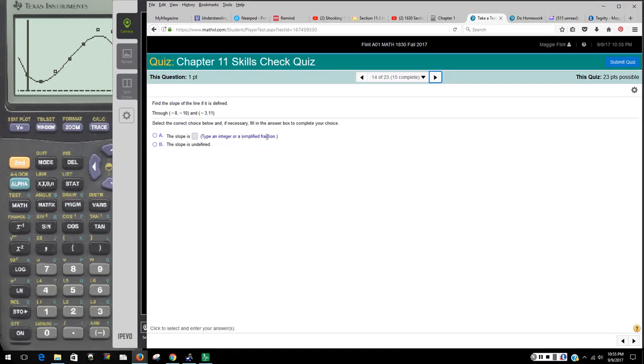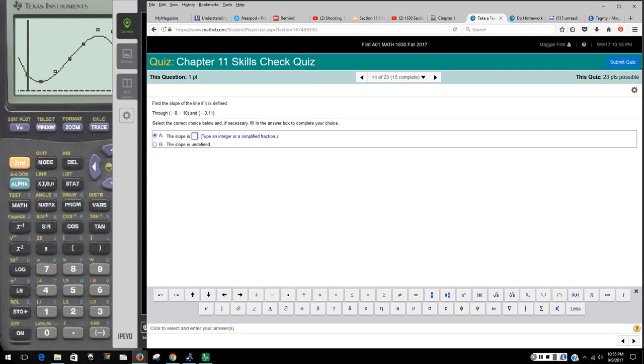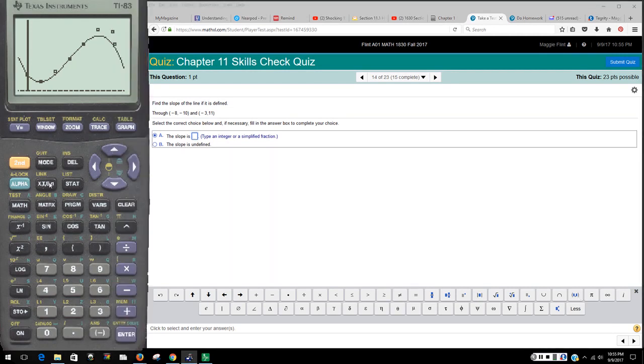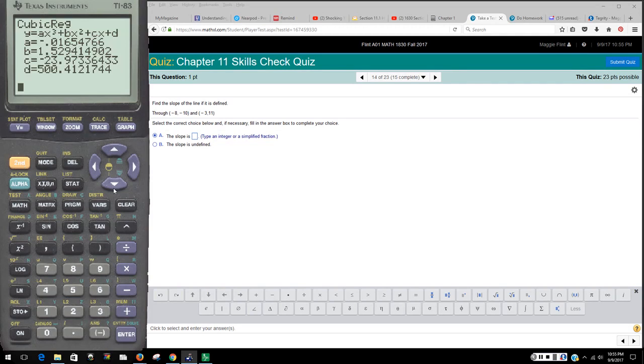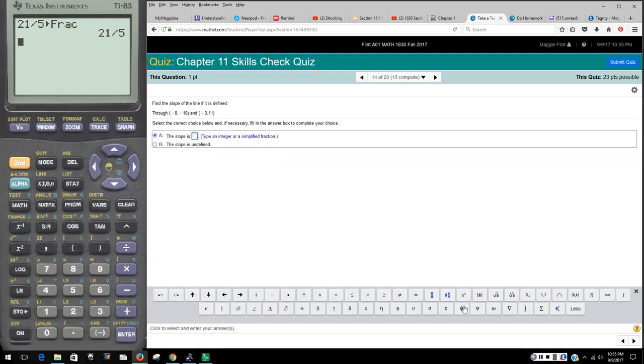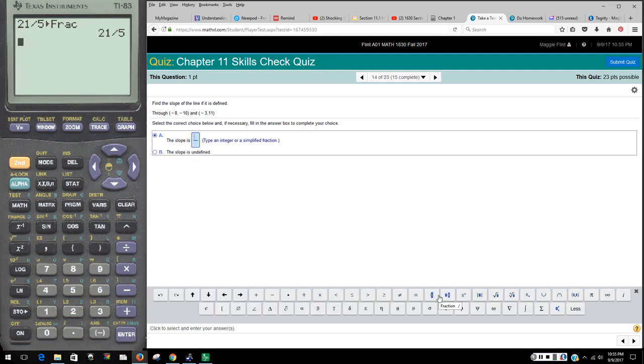And it says type an integer or a simplified fraction. Well, our slope, 21 over 5, cannot be reduced any further. If you're not sure whether it can or not, hit 21 divided by 5, math, fraction, enter, and it says, nope, that's in lowest terms. So our slope is, as a fraction, 21 over 5.